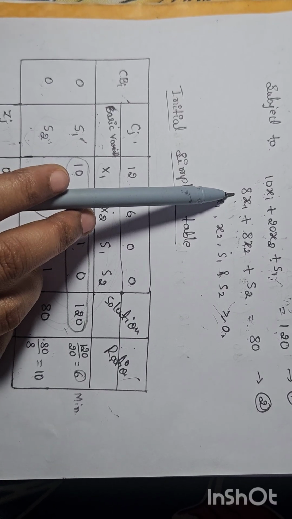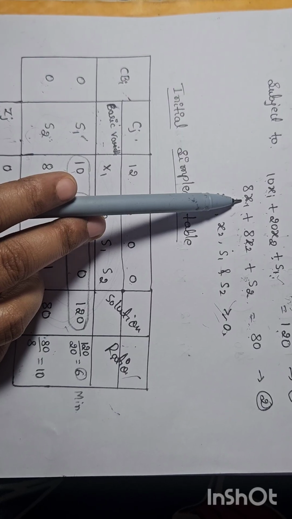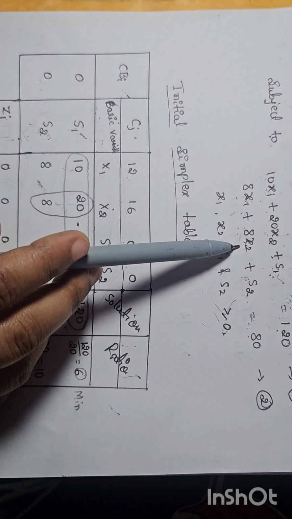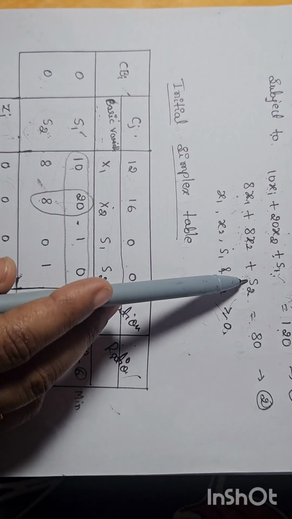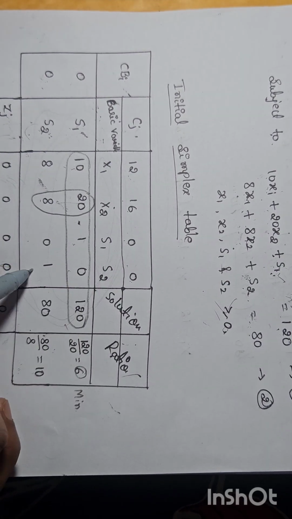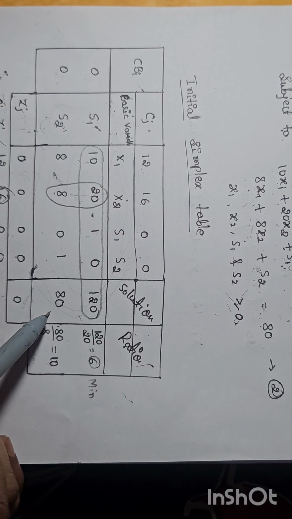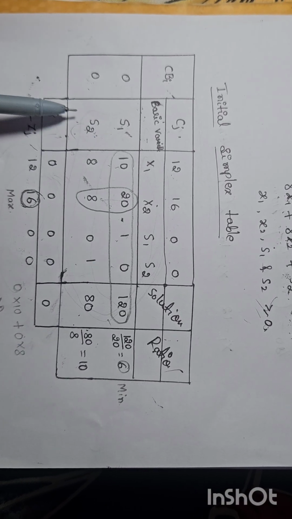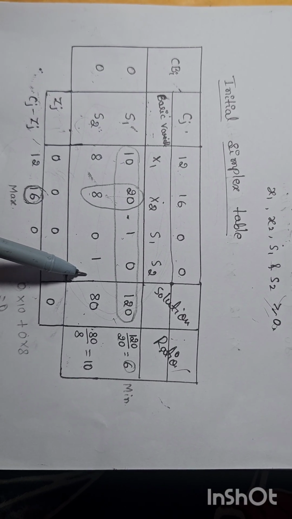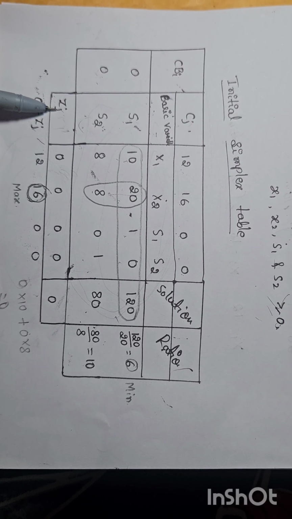Next, the second constraint. For x1, the value is 8. For x2, 8. S1 is not there, so we need to put 0. For S2 it is 1. The solution of the second constraint is 80. After writing S1 and S2, we need to find out the Zj value. How to find it? For this, there is a formula.